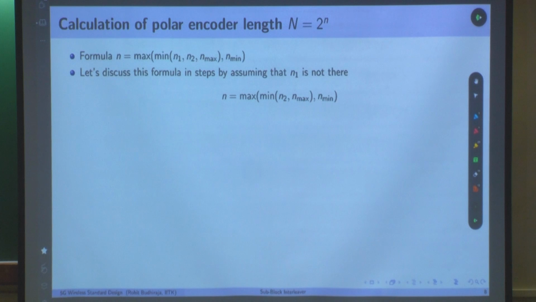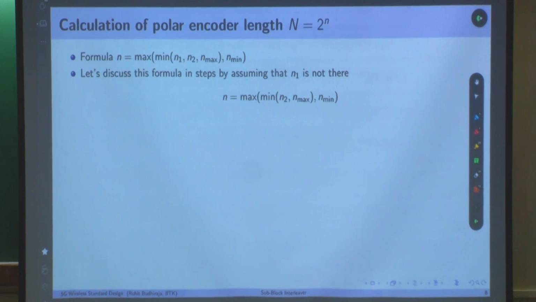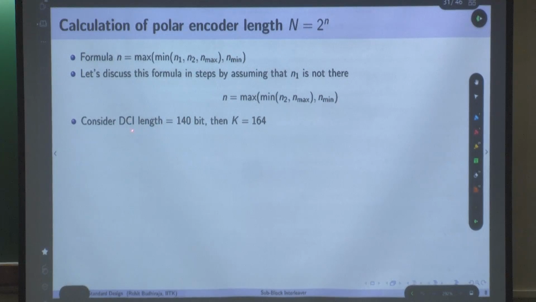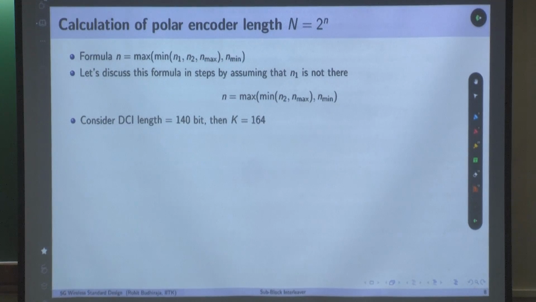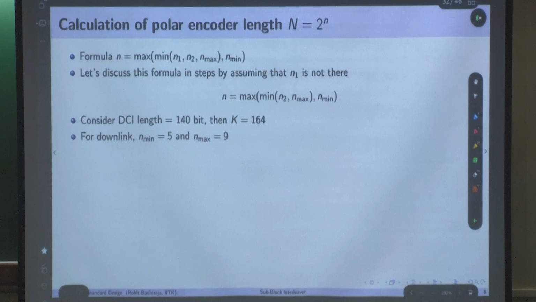N max and n min, do we remember what those are? N min is the minimum polar encoder length in the downlink. N max is the maximum polar encoder length. Do we remember those values? If the DCI length is 140 bits, K becomes 164. For downlink, what is n min? 5. So minimum N is 32, maximum N is 512, right? With this, let's see what is happening.